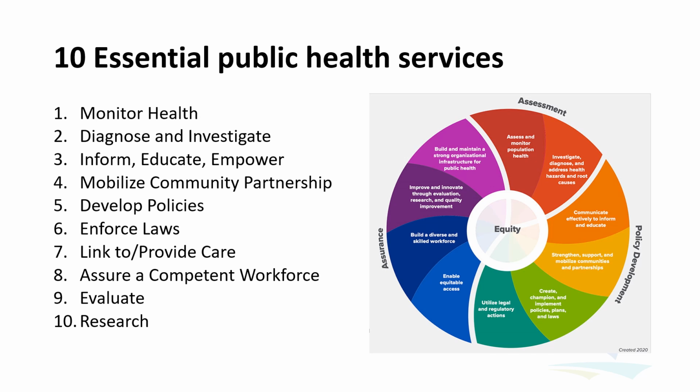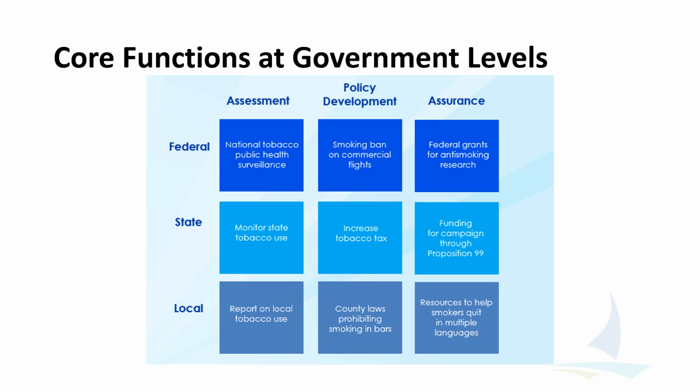These services are not a prescription for what public health agencies should be doing. Instead, they are intended to serve as a descriptive tool to capture the field of public health and to communicate what public health provides. The core functions, assessment, policy development and assurance, must be carried out at all levels of government, federal, state, and local, for the overall public health system to function effectively. Looking at tobacco use, here are a few examples of each function at the different governmental levels.